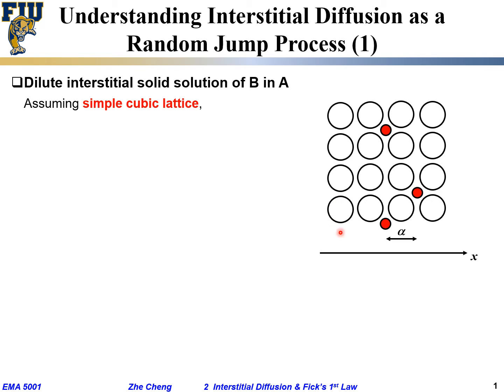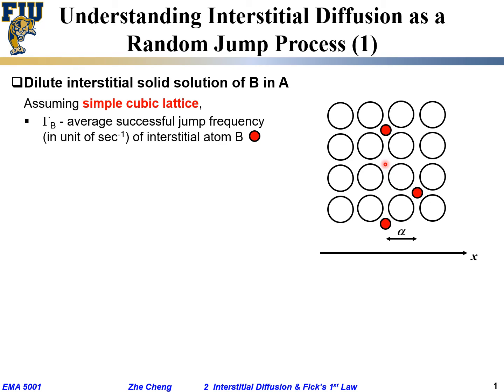And the A atoms are larger. The smaller red atoms are our so-called solute or impurity atoms, sitting where? At the so-called interstitial sites. Okay? And let's make assumptions. Let's define a term, so-called gamma B. B for solute atom or impurity. Gamma B represents, read to yourself, the average, meaning among all atoms, successful jump frequency. Frequency means it has a unit of 1/s, at the interstitial atom B. This is the first term that we define.